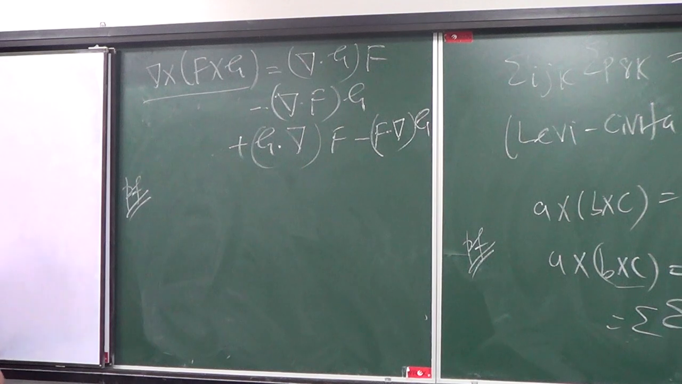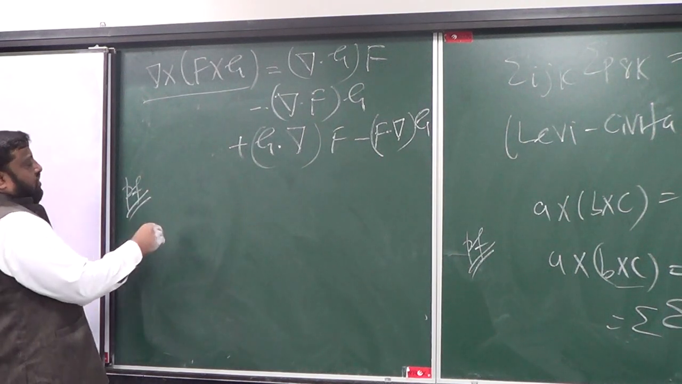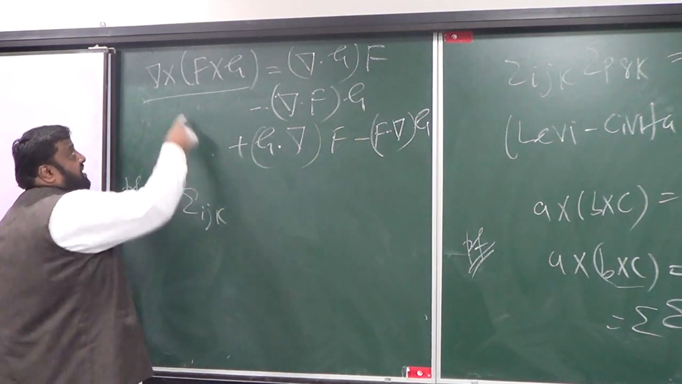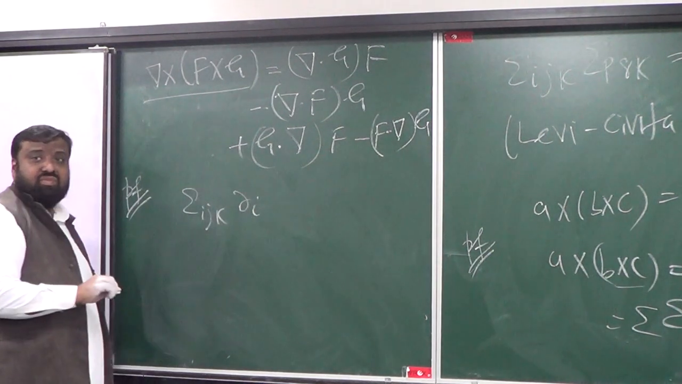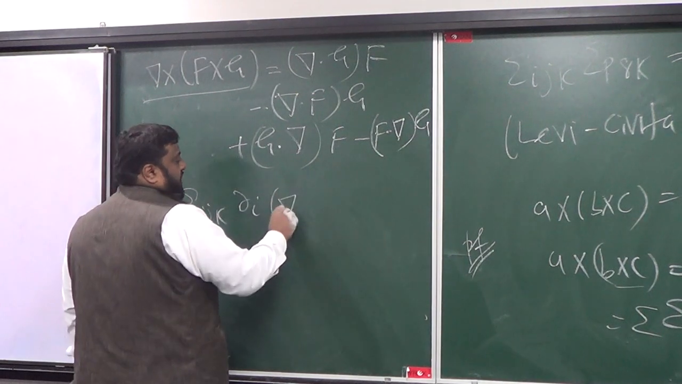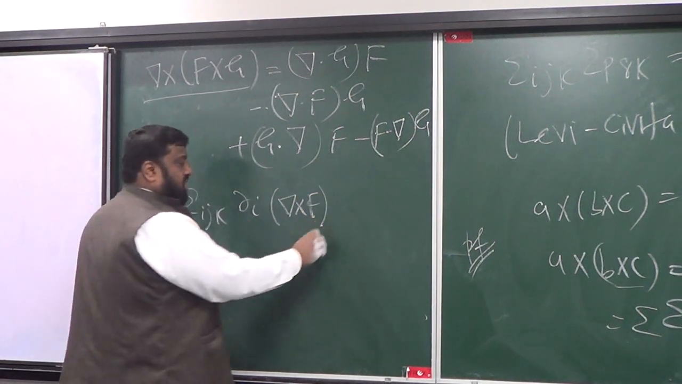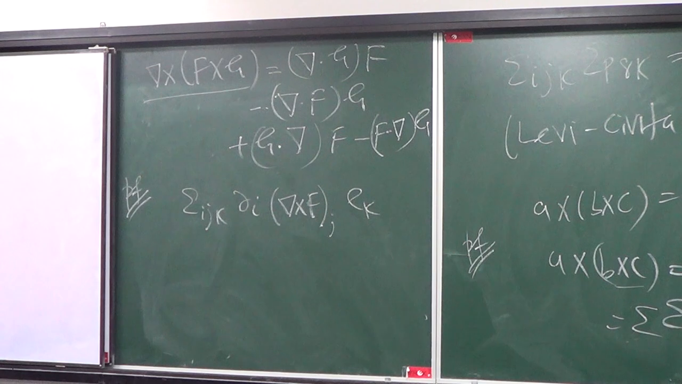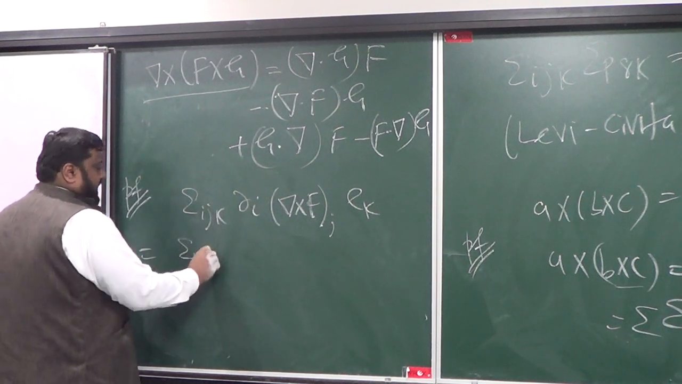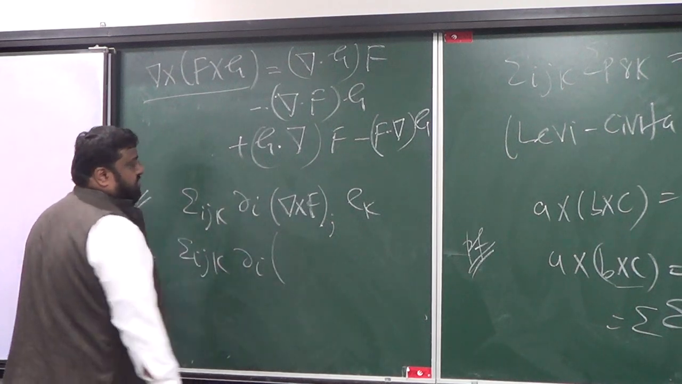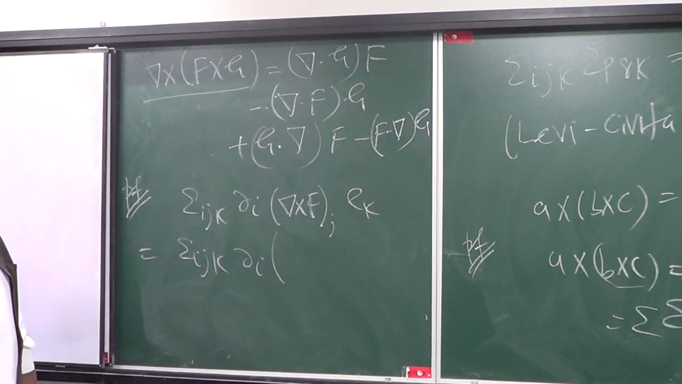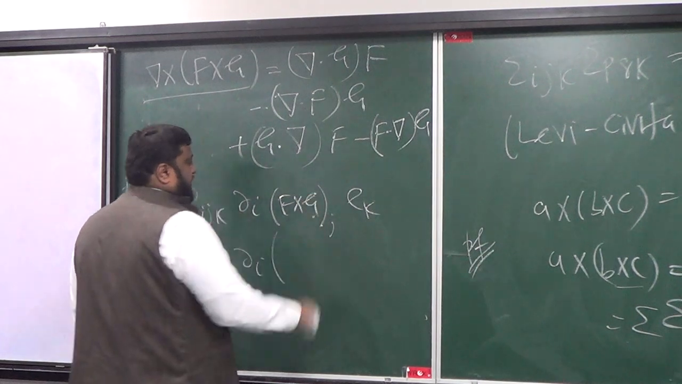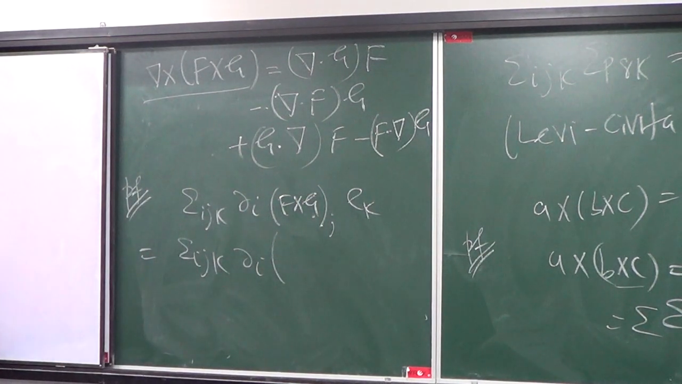Forget about the sum. Okay, throw the sum away. So you will have Levi-Civita symbol epsilon I, J, K, partial I, and then jth component of del cross F, like previously. Okay? This is equal to epsilon I, J, K, partial I. So G, sir, F cross G, right? F cross G, sorry. F cross G, okay? F cross G. Partial I.